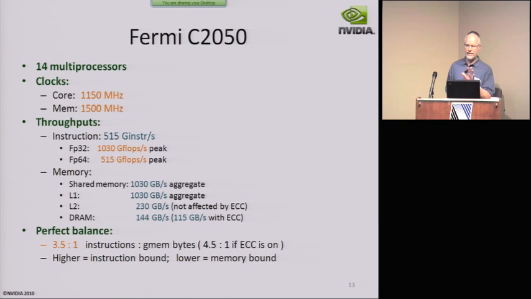A good balance of computation to memory is about between 3 and 4 to 1 instruction to memory access. If you're higher than that, your program is instruction bound. If you're lower than that, you're memory bound, because you can't feed enough operands to keep yourself busy. And that ratio changes with ECC because it changes the effective memory bandwidth.